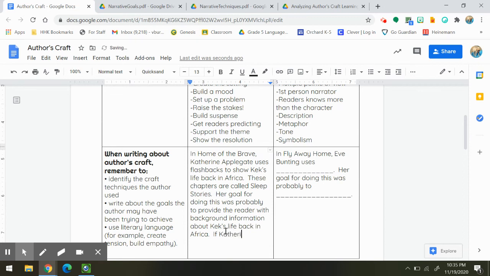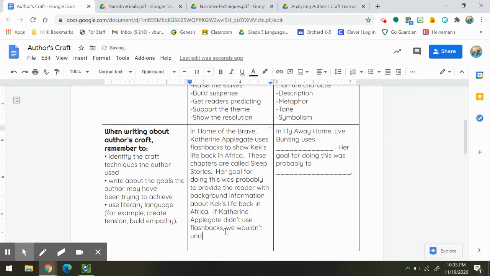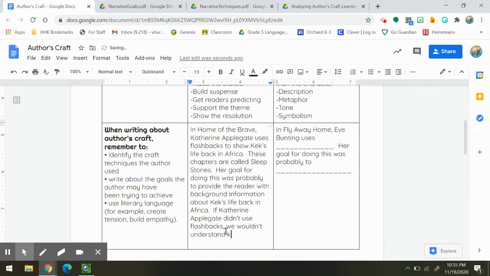If Catherine Applegate didn't use flashbacks, we wouldn't understand Keck's past life, and we wouldn't feel as much empathy for him. Okay? So that's another way that you can extend this response and make it even higher level.